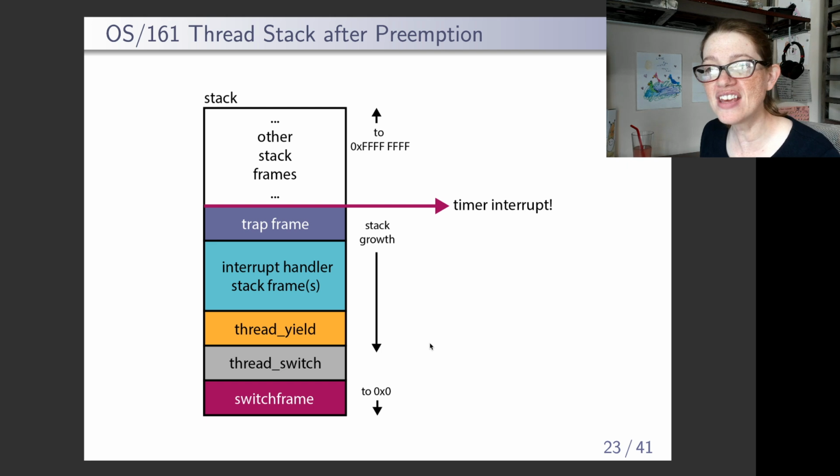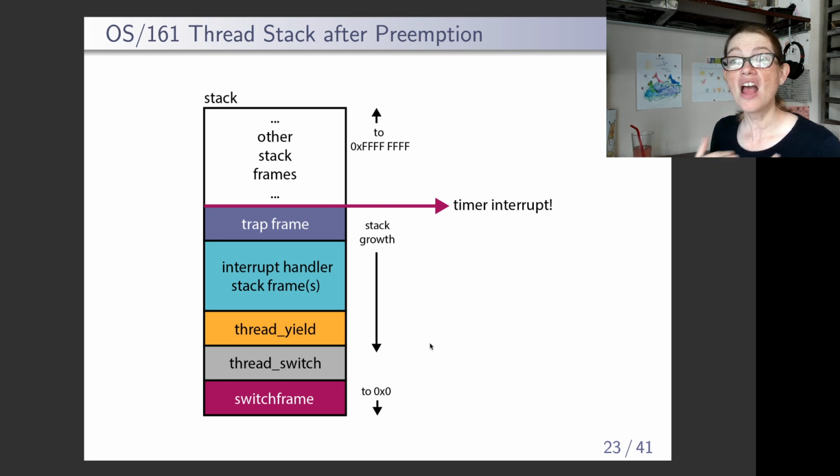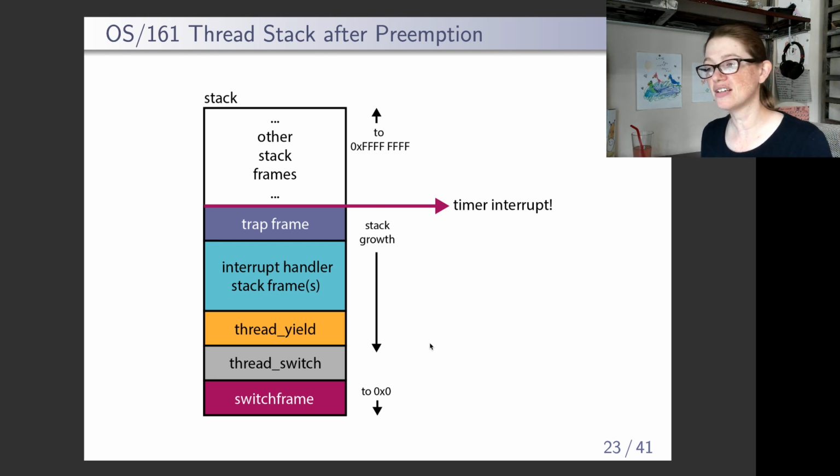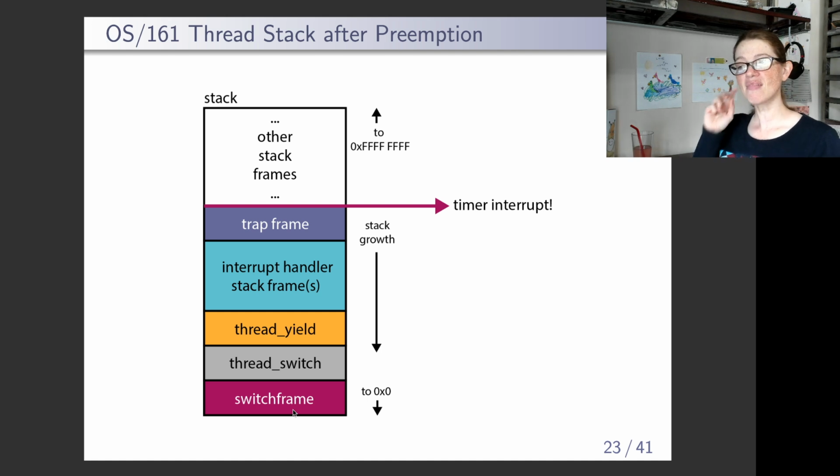So we call thread yield. Not we, the kernel calls thread yield on behalf of the thread that was running. And thread yield calls thread switch. Inside of thread switch, it says, oh yes, indeed, there are other threads which could run, let us choose one of them to go next. And so then thread switch calls switch frame. And the context switch is completed.